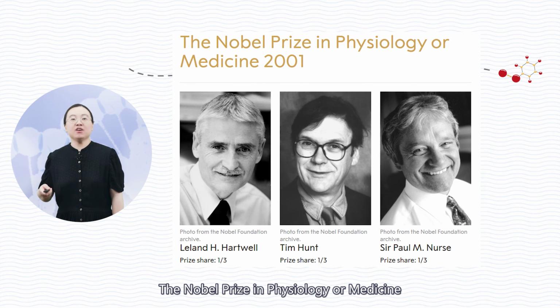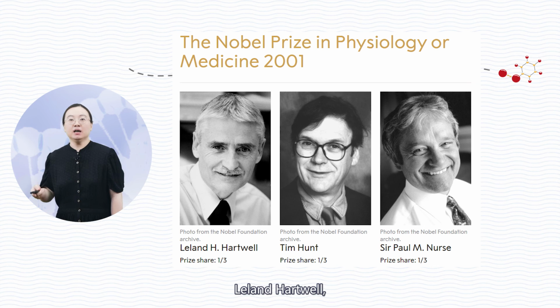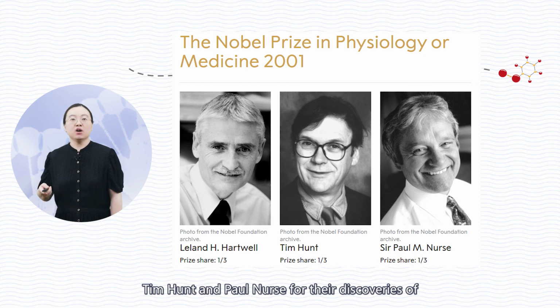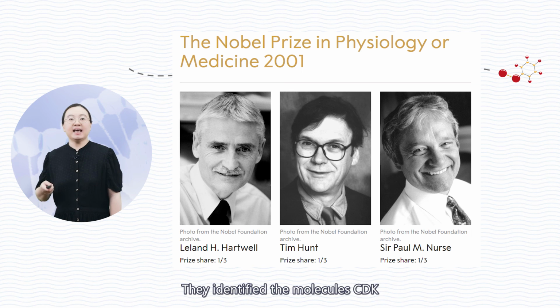The Nobel Prize in Physiology or Medicine 2001 was awarded jointly to Leland Hartwell, Tim Hunt, and Paul Nurse for their discoveries of key regulators of the cell cycle. They identified the molecules CDK and cyclin that control the cell cycle.